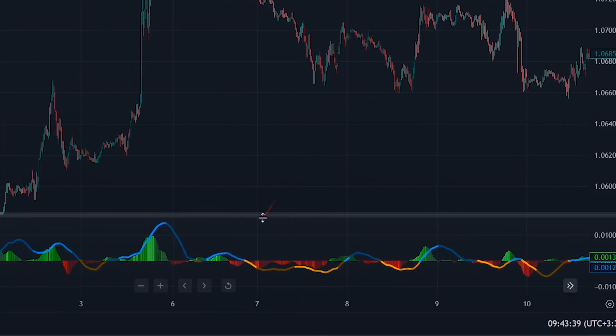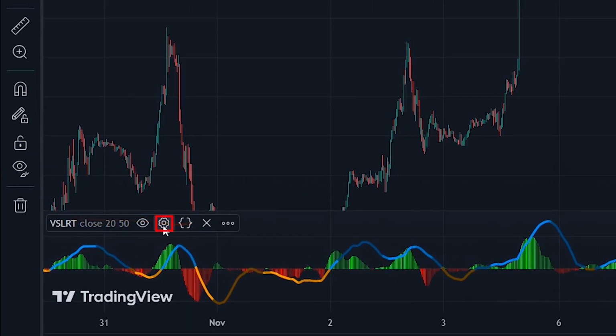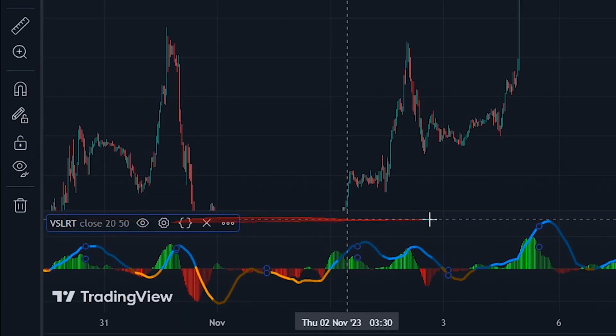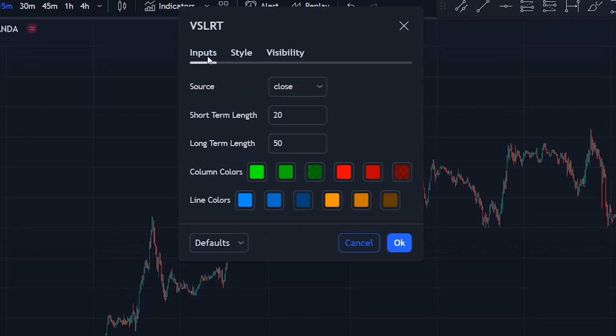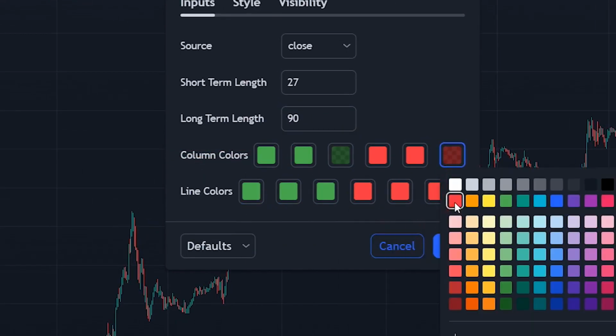Now you will see some signals and colorful charts that need some adjustments, so go to Settings and apply the changes as I did. Go to the Input tab and make sure that the source is set to close, and change the short-term length from 20 to 27 and the long-term length from 50 to 90. Also change the colors of columns and lines to green and red like me.